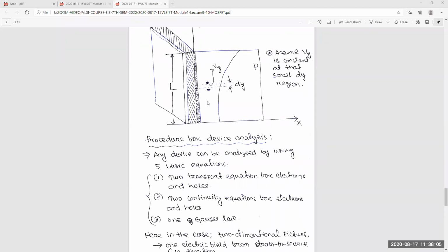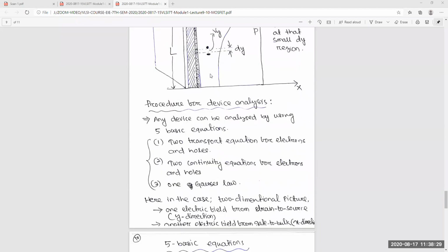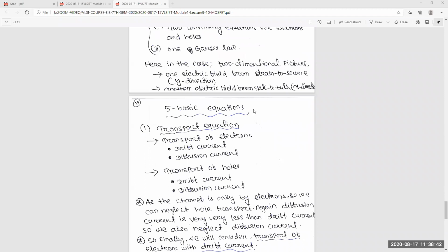But since we are completely concentrating on electrons, we can discard two equations: the transport of holes and the continuity equation related to holes. Again, there is no diffusion. We'll use drift transport, the electron continuity equation, and Gauss's law. When the electric field changes with distance, that difference gives the surface charge. So these three are important.